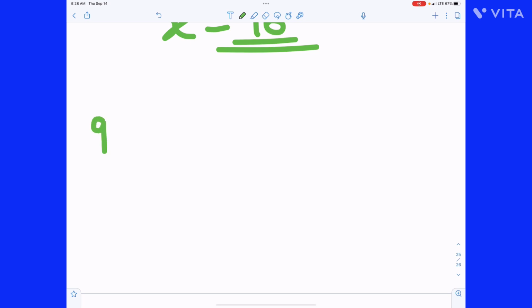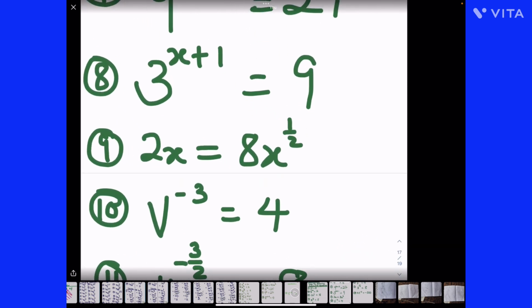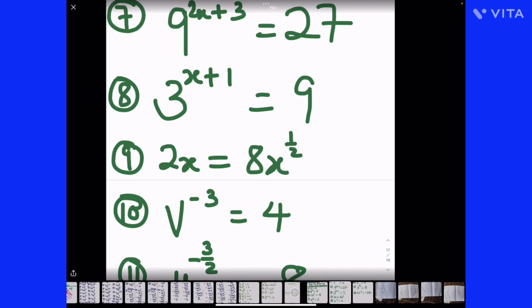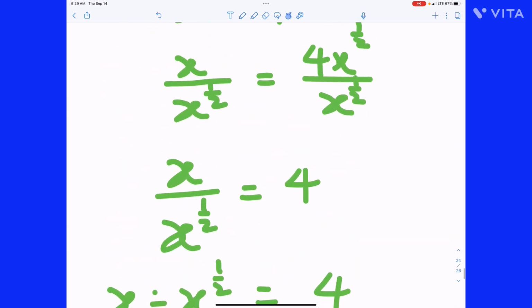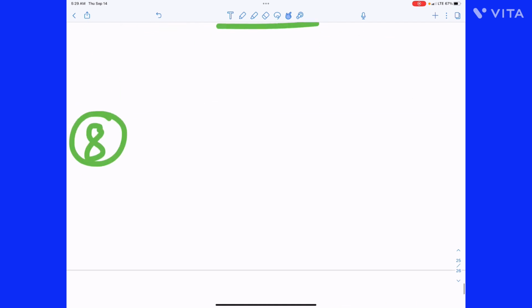Let's go to question 9. Okay, I actually did 8 for 9. The last question I answered was actually number 9. So I'm just going to do number 8 now. 3 raised to the power x plus 1 is equal to 9. Okay, this is number 8. Let me change this to number 9. Alright, let's continue. That's not a problem.